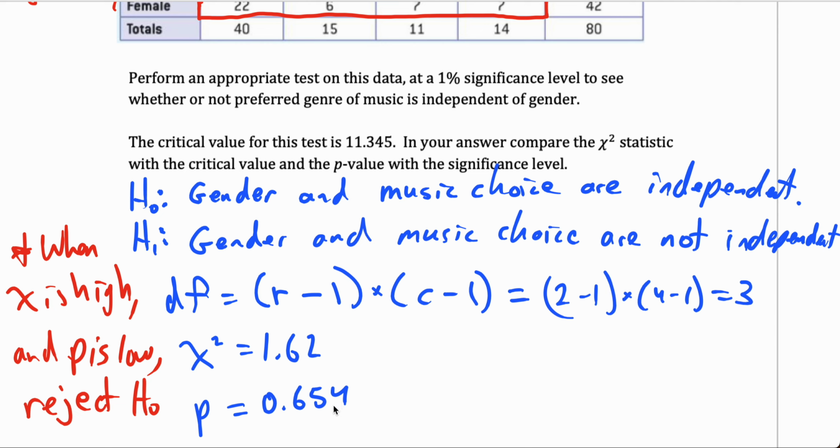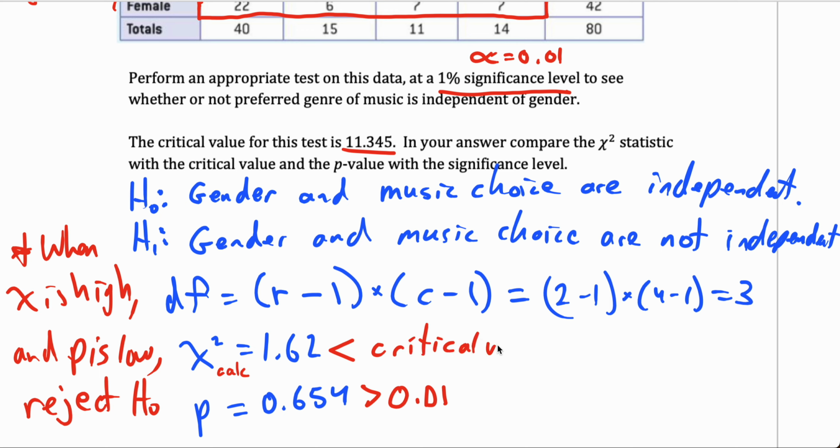And the p-value is high because it's greater than the significance level. The significance level is either going to be 1%, 5%, or 10% on IB exams. In this case, it's 0.01. And this p-value is much bigger than that. So the p-value is high rather than low. And the chi-squared value that we calculated, sometimes we call it chi-squared calc, is less than the critical value, which is 11.345. So when chi is high and p is low, reject H0.